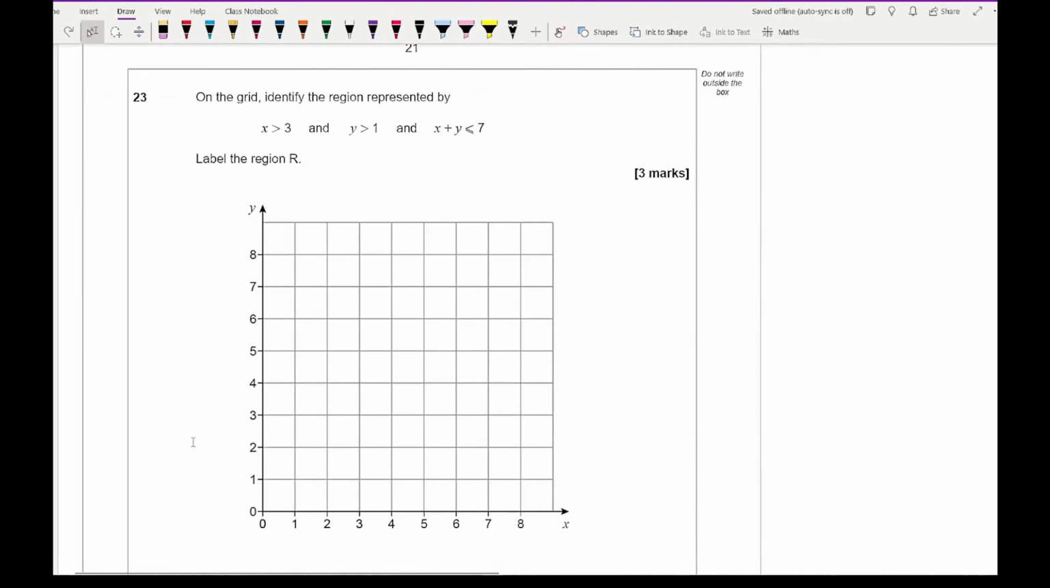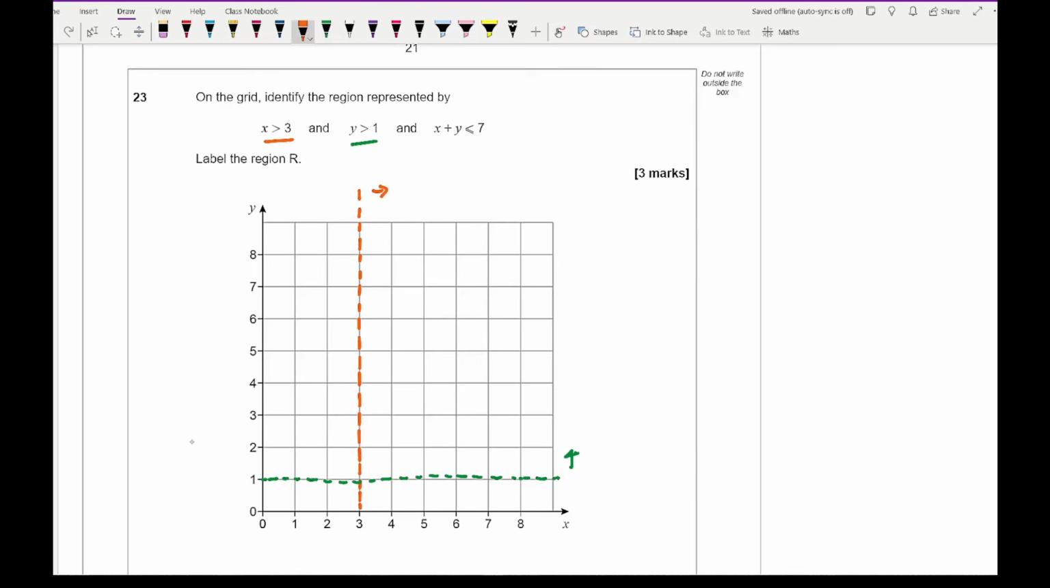Moving on to question 23, it says on the grid, identify the region satisfying this. We're looking at this first one. X equals 3, so that's going to be a dashed line going through there. Then y is greater than 1 is going to be there, and I'm wanting that side of the line, and for this one I'm wanting this side of the line.